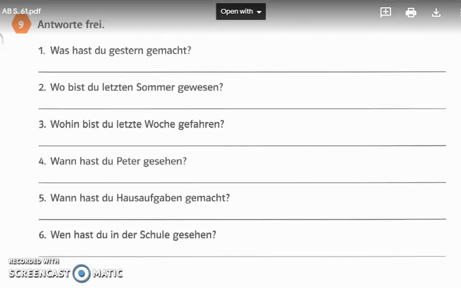Hallo, liebe Schüler. Today we are looking at an activity that is asking for us to freely respond to some questions in the German present perfect tense. We are working in our Arbeitsheft of the Wir Neu 2 series on page 61. So let's go ahead and get started on these activities.